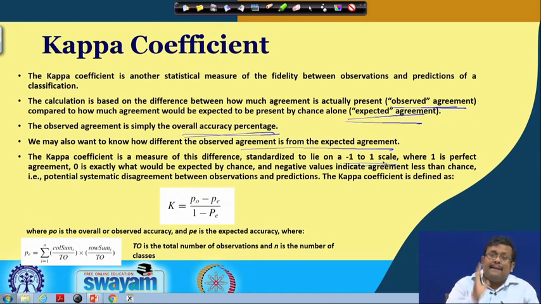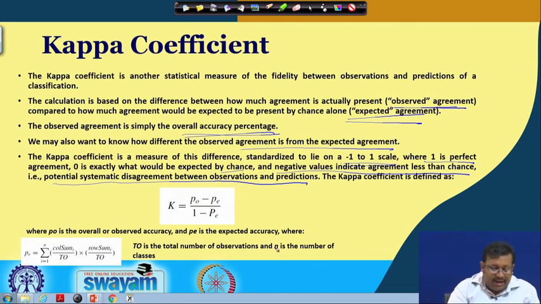So, again this kappa coefficient takes a value from -1 to +1, where 1 is perfect agreement, 0 is exactly what would be expected by chance, and negative values indicate agreement less than chance. Again, +1 is a perfect agreement, 0 is exactly what would be expected by chance, and negative values indicate agreement less than chance. That is potential systematic disagreement between observation and predictions. When there is -1, that again suggests a potential systematic disagreement between observation and prediction.